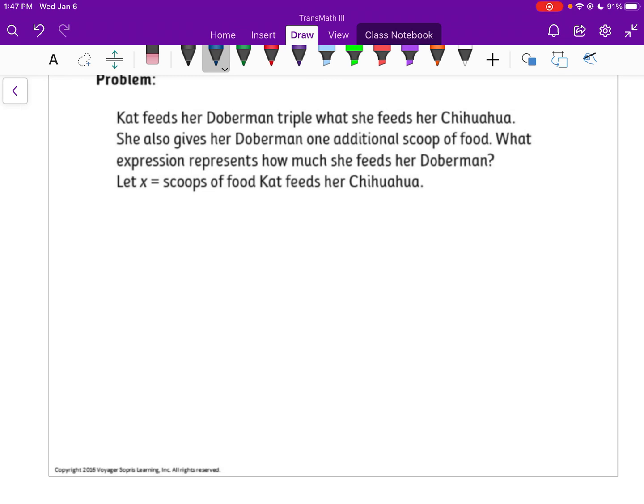Okay, Kat feeds her Doberman triple what she feeds her Chihuahua. She also gives her Doberman 1 additional scoop of food. So again, there's the important part. There's our coefficient, triple. Triple is meaning 3. Let's start with the triple. Again, we said triple was 3 times whatever it was. In this case, x was for the scoops of food, plus an additional 1. So 3 times as much, plus 1 extra scoop on top of that. So that is our expression for that sentence.